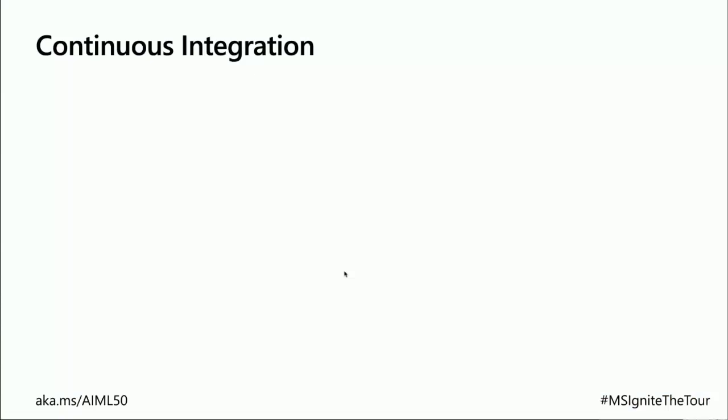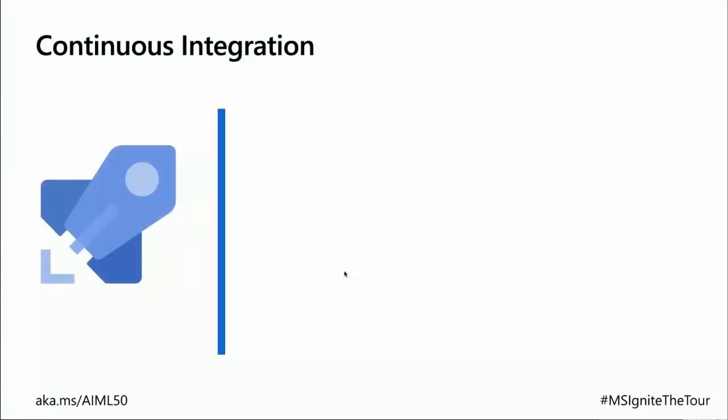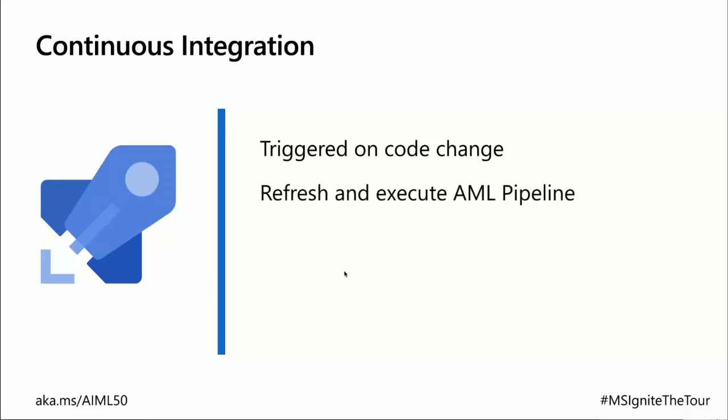Let's talk about continuous integration. Now, I mentioned that Azure DevOps was really good at triggering these events on code change. So whenever I change my pipeline, like I did just a minute ago by changing the number of epochs, it should trigger an Azure DevOps run. We should, in that case, refresh and re-execute our Azure Machine Learning pipeline because we've changed the way that we want to do our training.